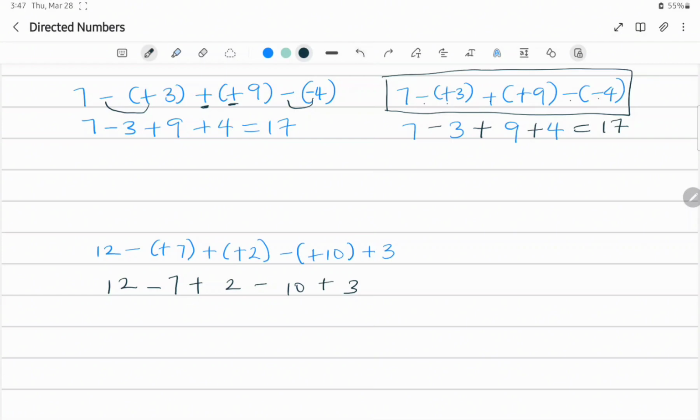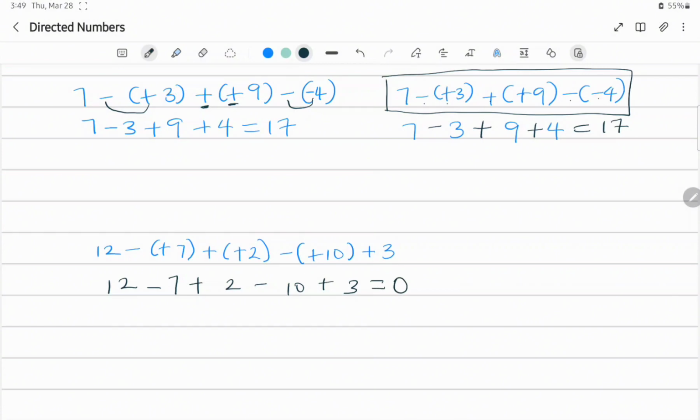So let's solve. 12 minus 7 is 5. 5 plus 2 is 7. 7 minus 10 is negative 3, and negative 3 plus 3 is 0. So my answer is 0 in this case.